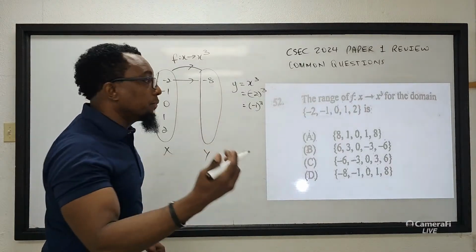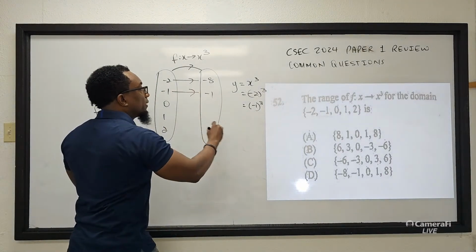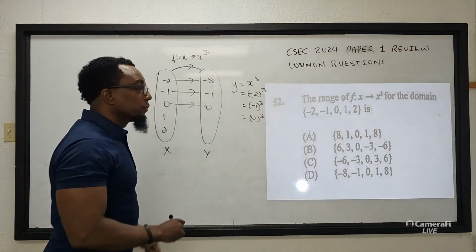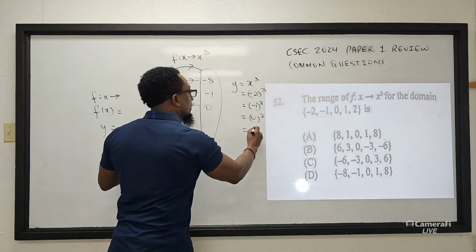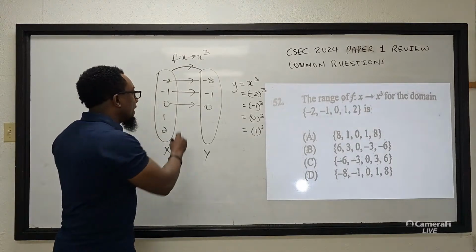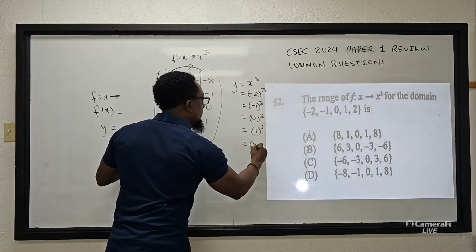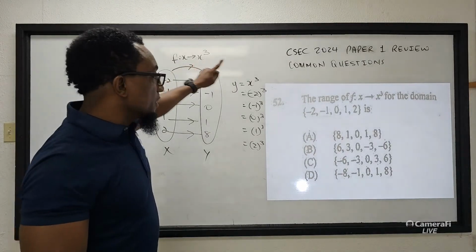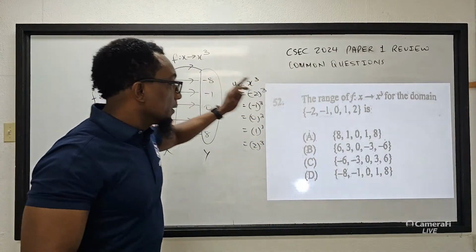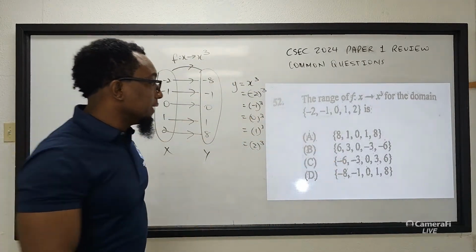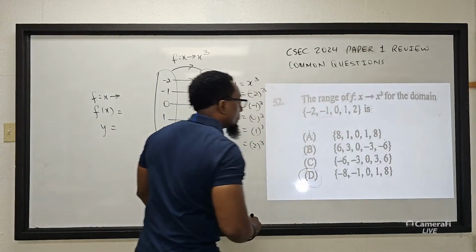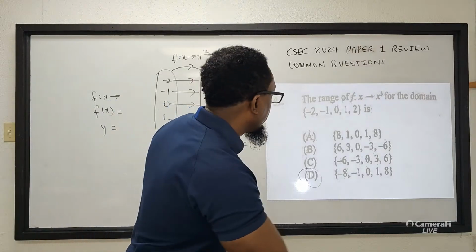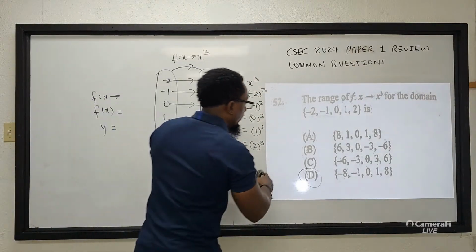Negative 1 by negative 1 by negative 1, which is negative 1. When it's 0, what will I get? 0 by 0 by 0 is 0. When it's 1, 1 by 1 by 1 is 1. And when it's 2, 2 by 2 by 2 is 8. So my answer is negative 1, 0, 1, and 8, which is D. Alright, so make sure you're familiar. So that's 52. Let's look at question 53.